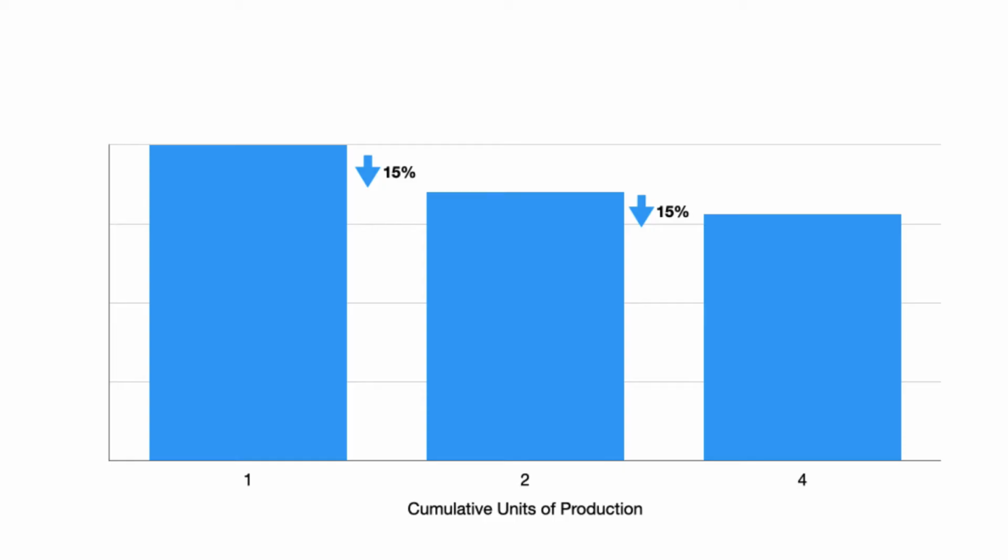For instance, the cost to produce the 2 millionth plane was 15% less than that to produce the 1 millionth plane, and the cost to produce the 4 millionth plane was 15% less than to produce the 2 millionth plane.